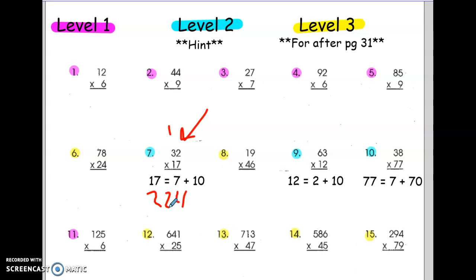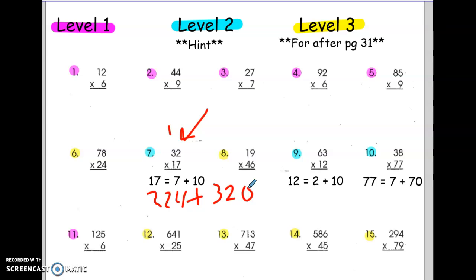Now, there's another step here. 17 is built of a 7 and a 10. We've multiplied 32 by 7 already. But now we've got to multiply 32 by 10. Can we do that? Of course we can. So now 32 times 10 is 320, right? So 224 plus 320 is going to give you your answer.